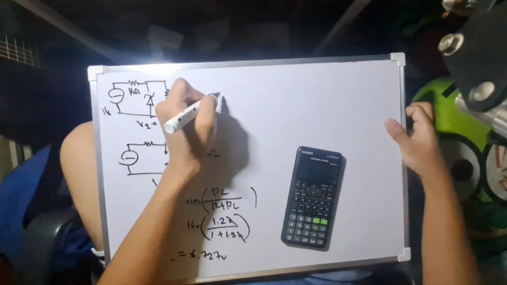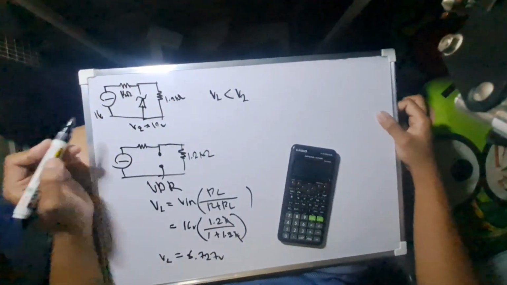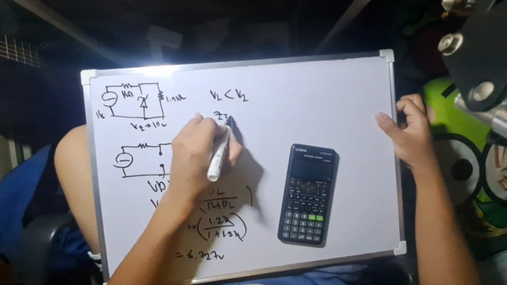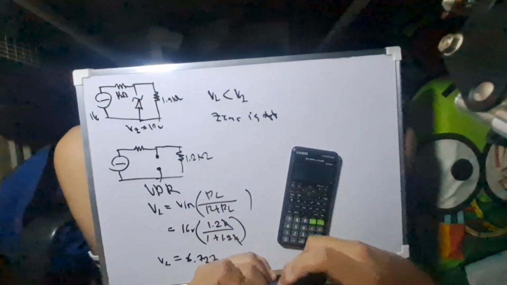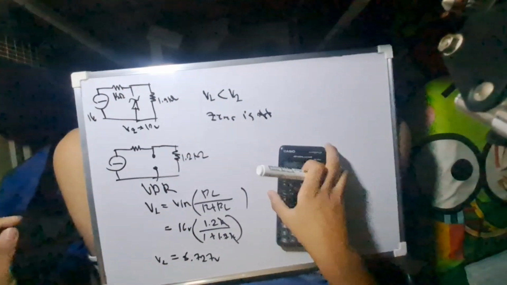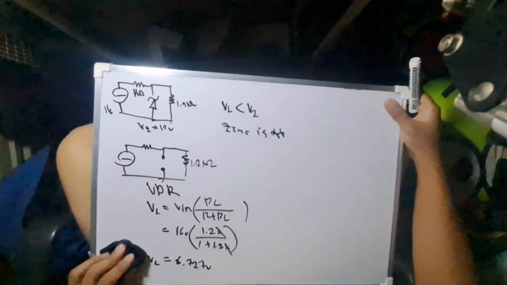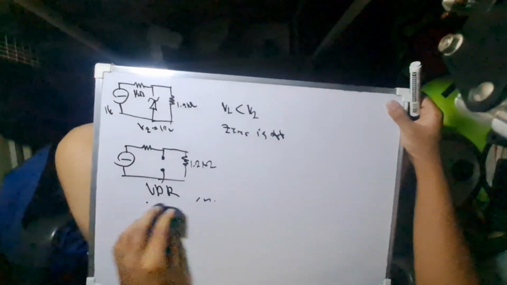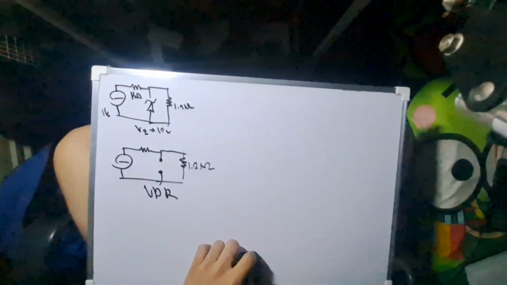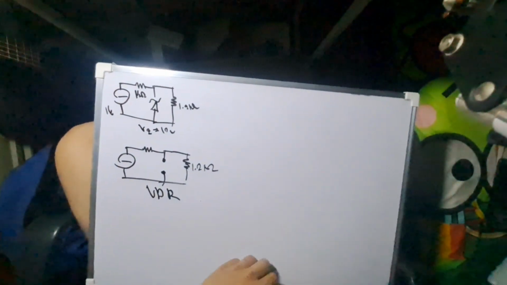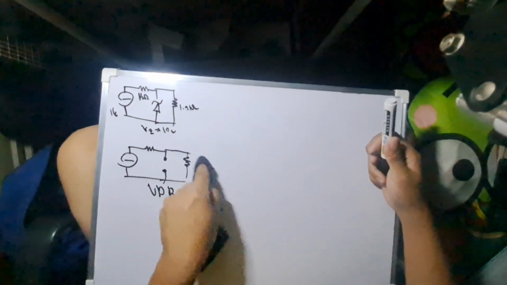So ang VL natin is less than VZ. Therefore Zener is offline. Di pa siya gumagana, kasi nasa safe levels pa ang ating voltage. What if hindi? Sabihin natin, palitan natin yung value ni 1.2. Taasan natin. Let's say 3. So instead of 1.2, let's say it's a 3 kilo ohm.